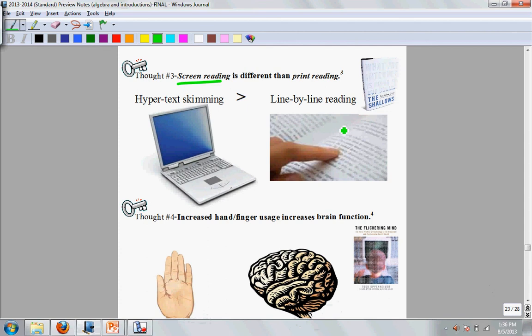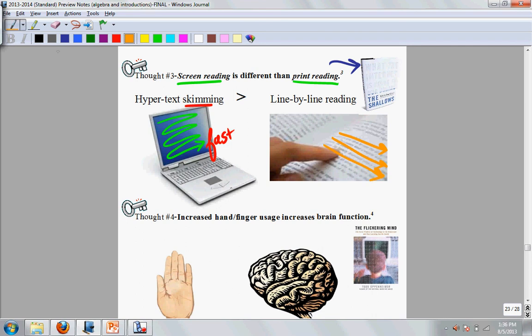Screen reading is different than print reading. And this is outlined in the book about what the internet is doing to our brains, called The Shallows. When you read on a screen, your eyeballs tend to hit the screen and go in hypertext mode. You tend to go fast. You tend to skim. It's just the way, because of the electronic technology, versus when we are on paper, you do what's called linear reading, which is line by line, left to right, word by word.